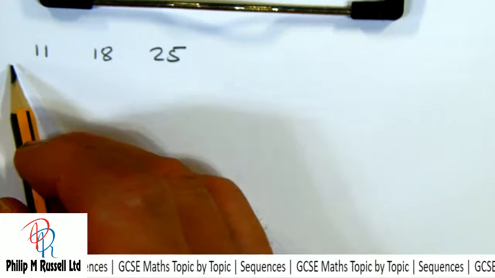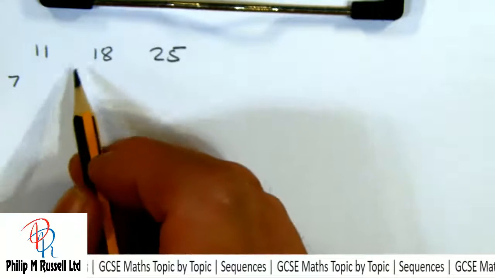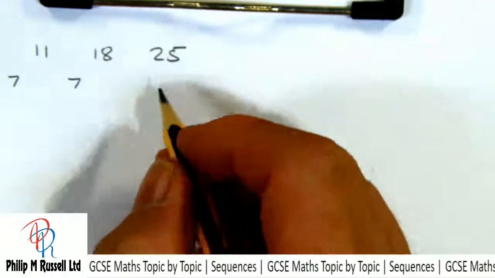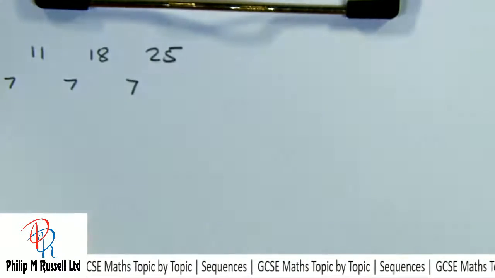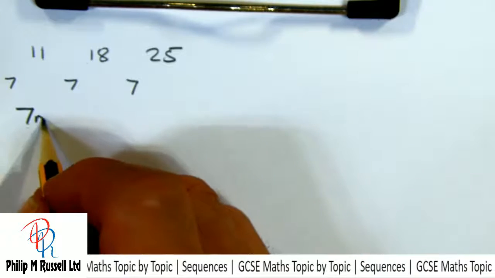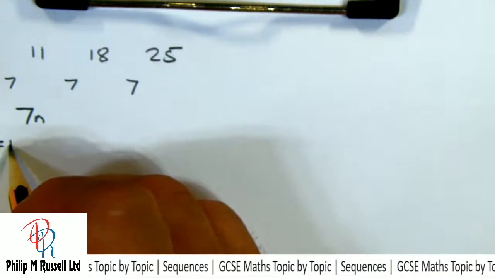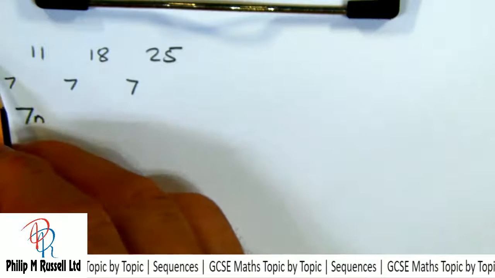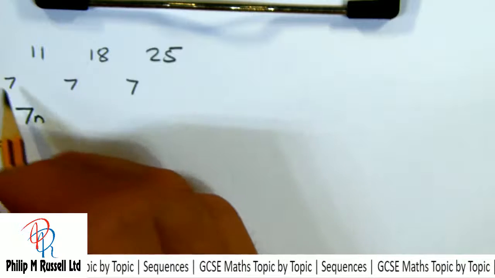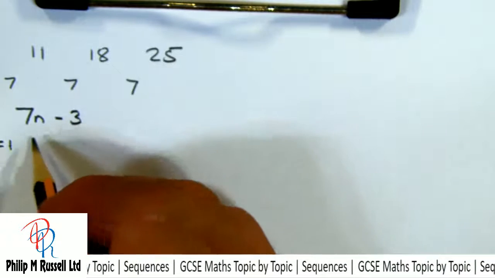4 to 11 is going to be 7, 11 to 18 is going to be 7, and 18 to 25 is going to be 7. So there's our common difference. It's going to be 7n. n is 1. 1 times 7 is 7. I want 4. So 7 minus 3 is going to give me 4.